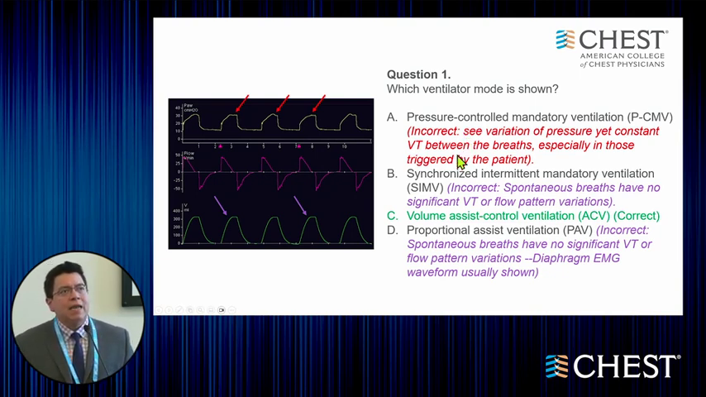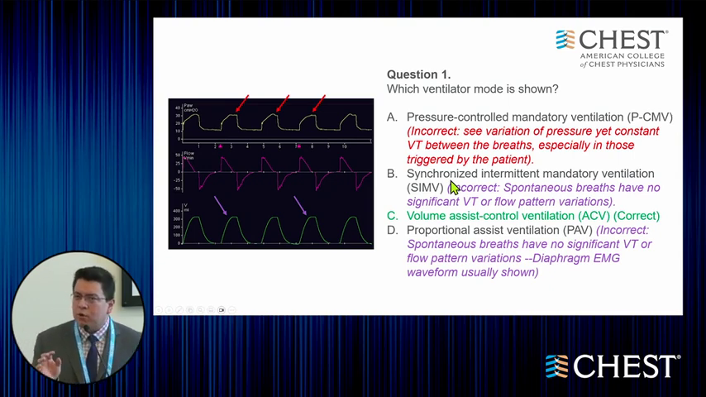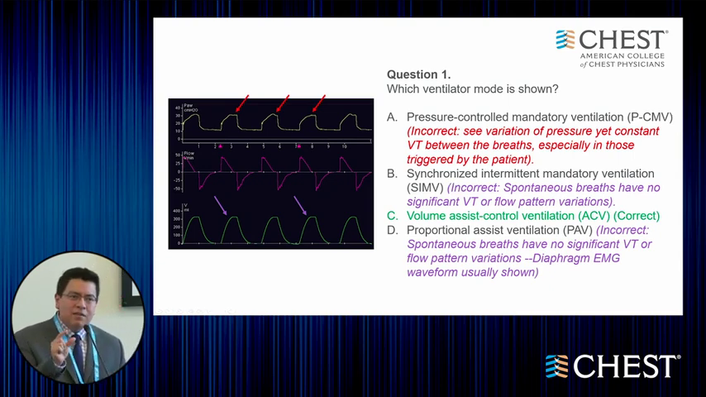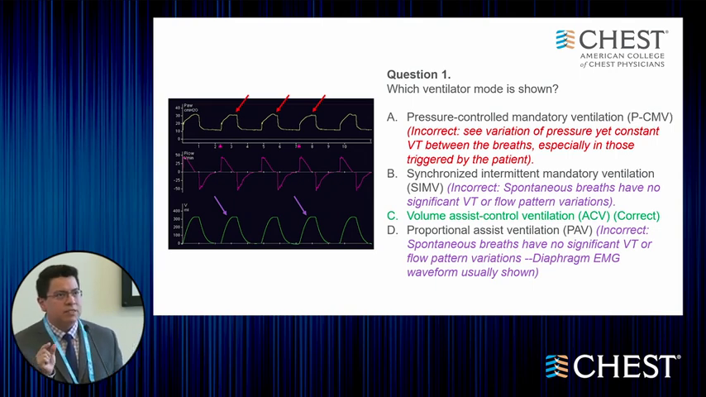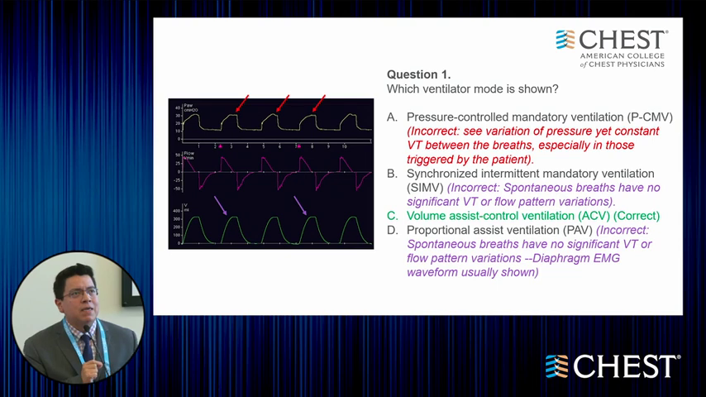If we had pressure control mandatory ventilation, we would see no significant pressure variations across the different mechanical breaths. And we are not able to identify, as we're going to see here shortly, that intermittent pattern of spontaneous breaths and mandatory breaths as we see on SIMV. And when you see it, you will recognize it. Don't worry about it. Why is it not proportional assist ventilation?